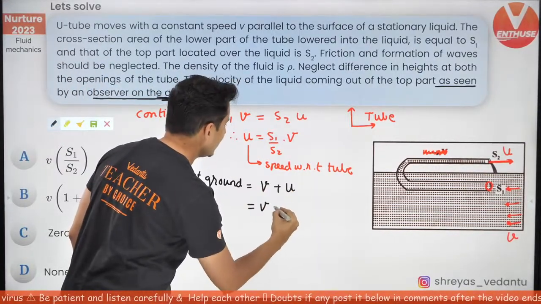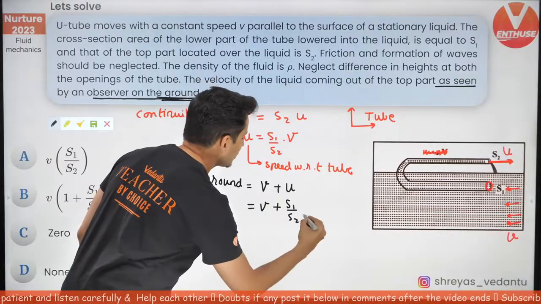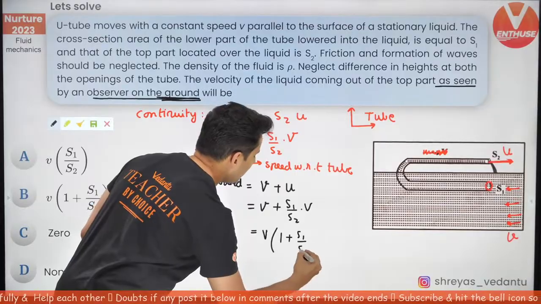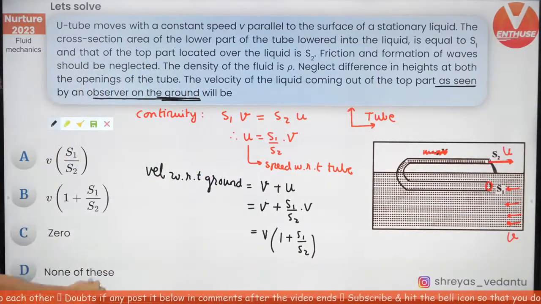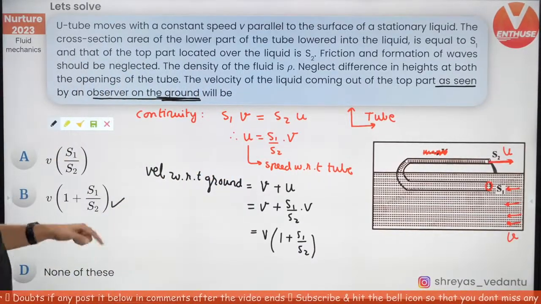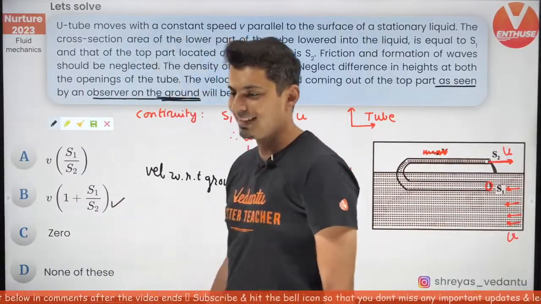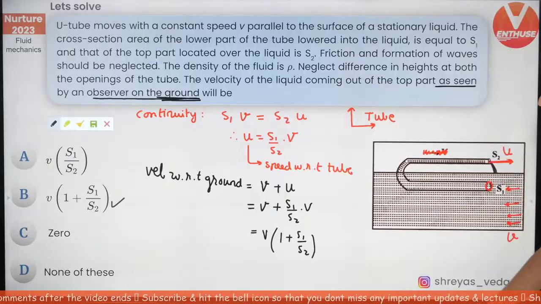That means it will be v plus S1 by S2 into v. V is common, so v into 1 plus S1 by S2. Is that option there? Yes, it is. Option B it is. It's not C, Shyam. Be careful. Is that now understood why option B is correct?